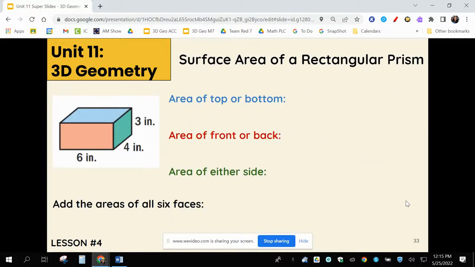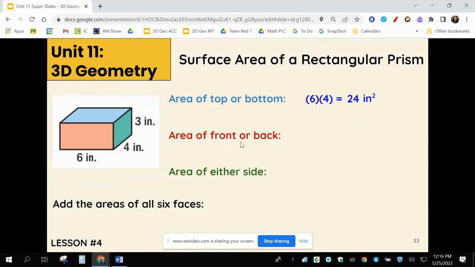So here's a rectangular prism, and we're going to find its surface area. First, let's start by finding the area of the top or the bottom. Here's the top. It's blue. If you look, it's this length by this length for the rectangle, and that's 6 and 4. So to find the area, we're going to do 6 times 4. What is 6 times 4? 24. And we're going to label this as inches squared.